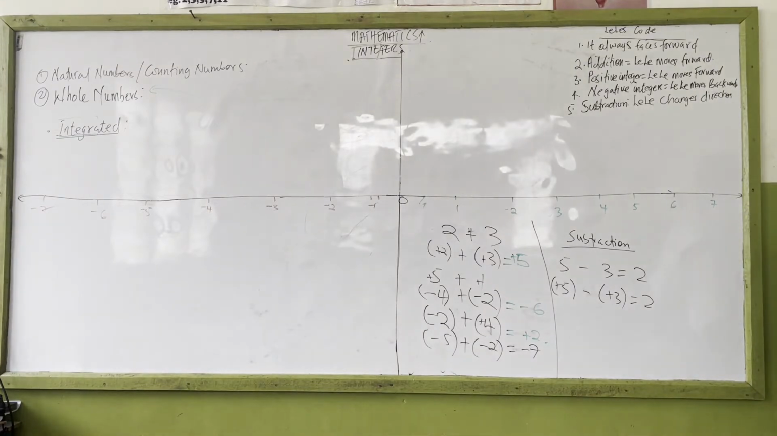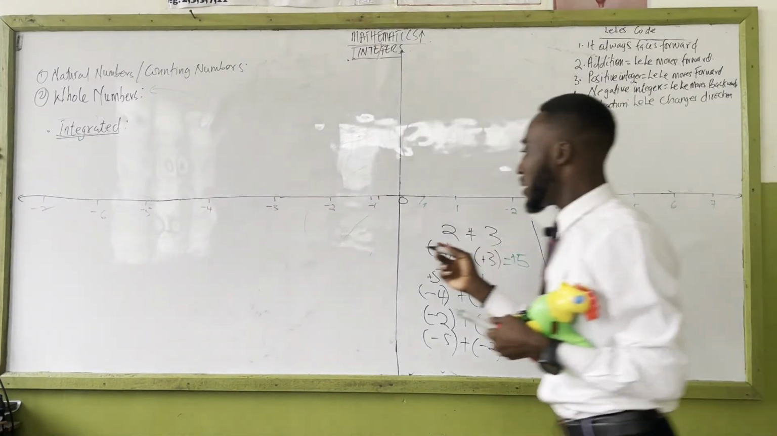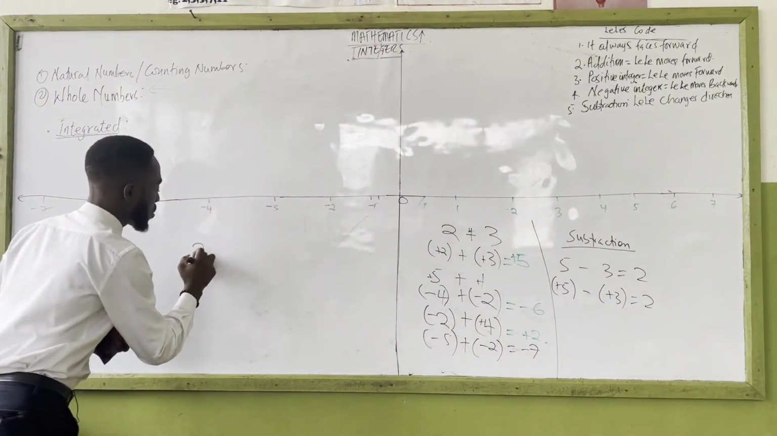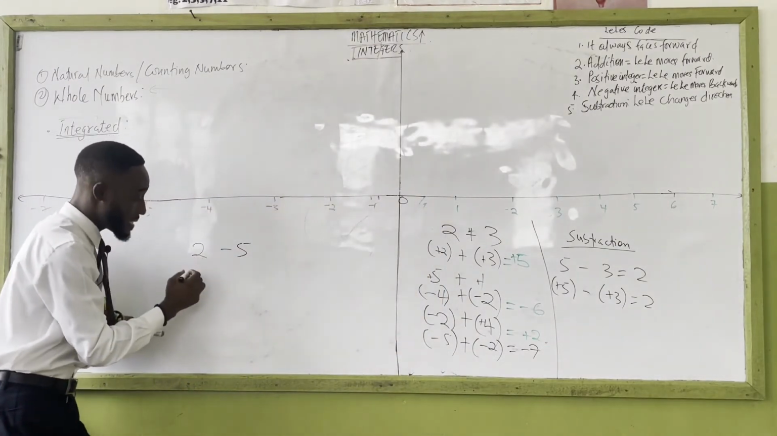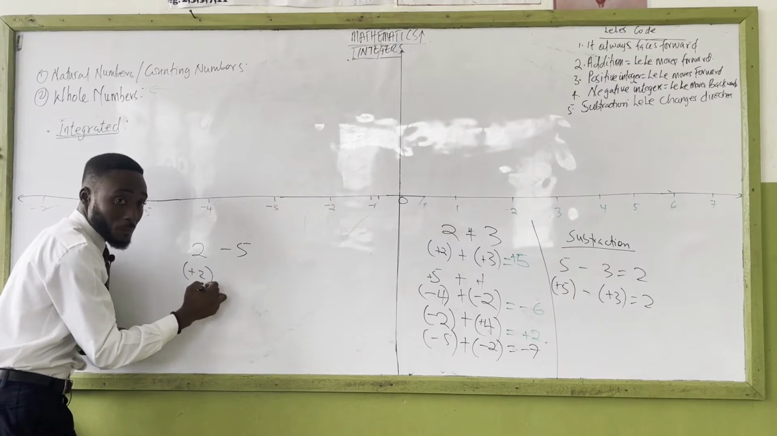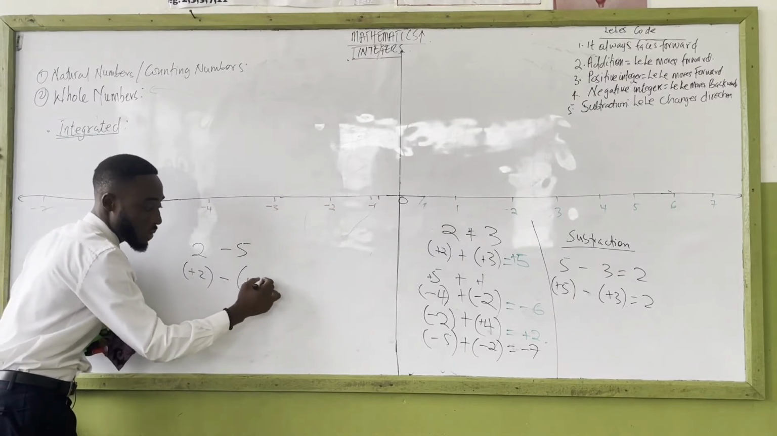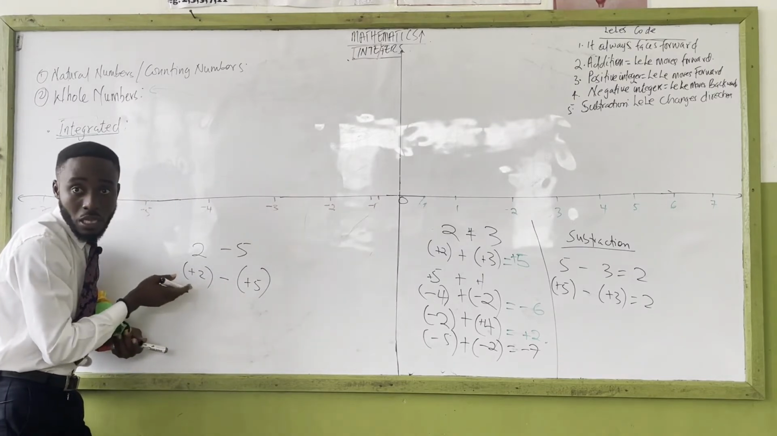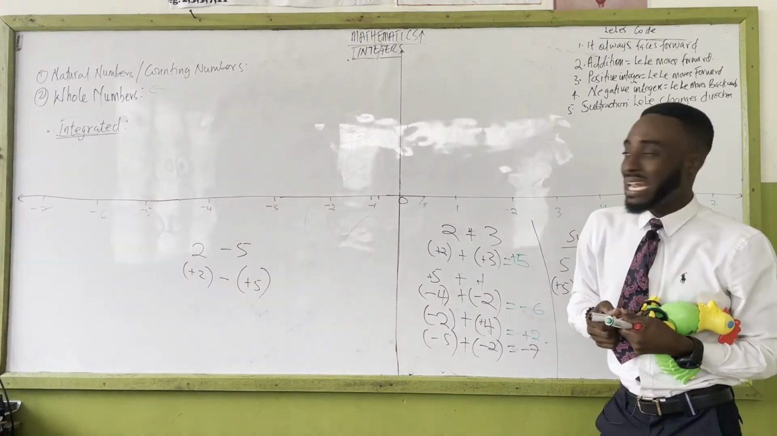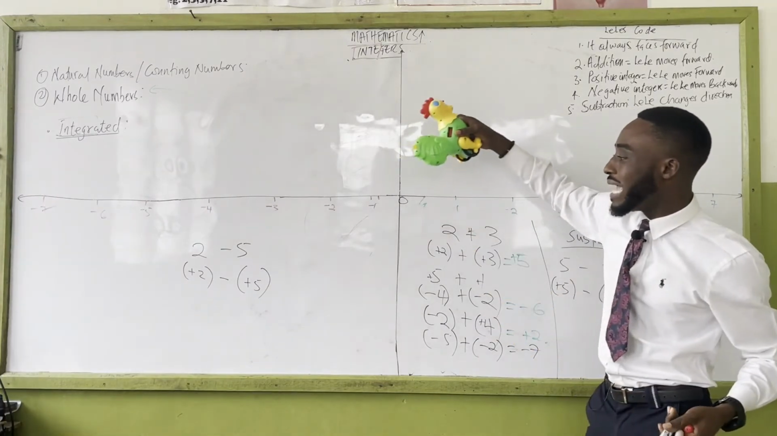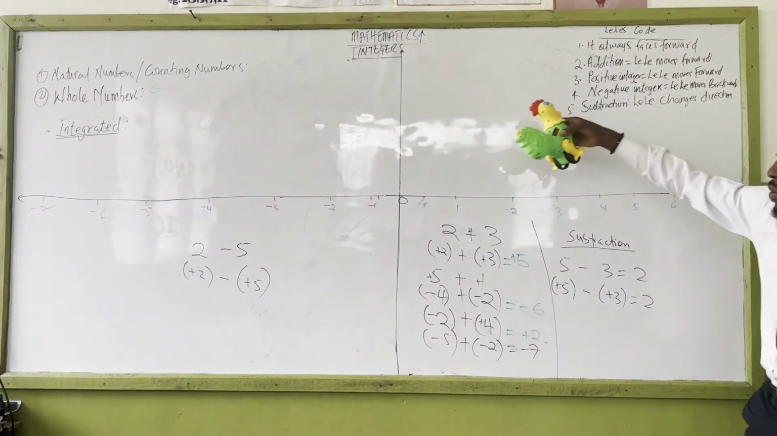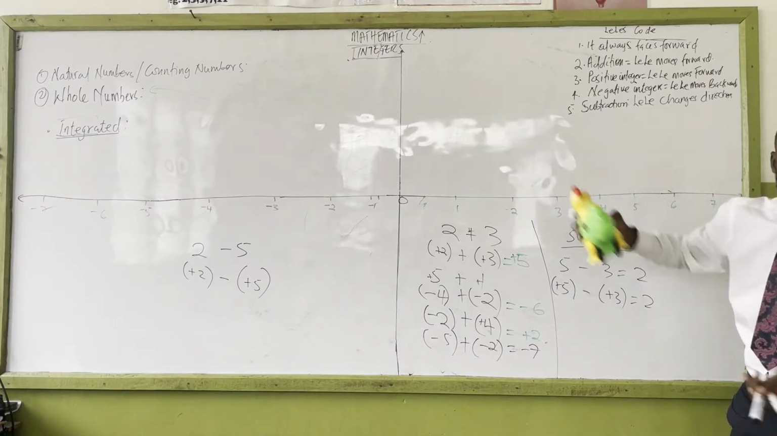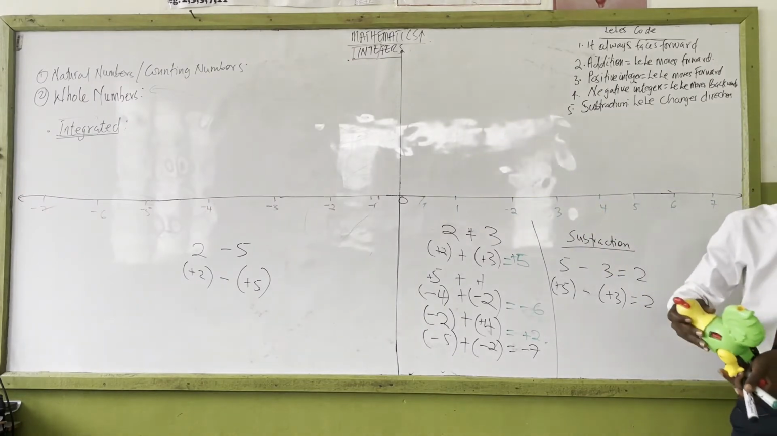So let's see. What number else? Bring a number to subtract. 2 minus 5. Okay. So let's say she said 2 minus 5. But we say that this is actually plus 2, right? Minus plus 5. Agreed on that? Do we agree? Yes. Makela said 2 minus 5. All right.